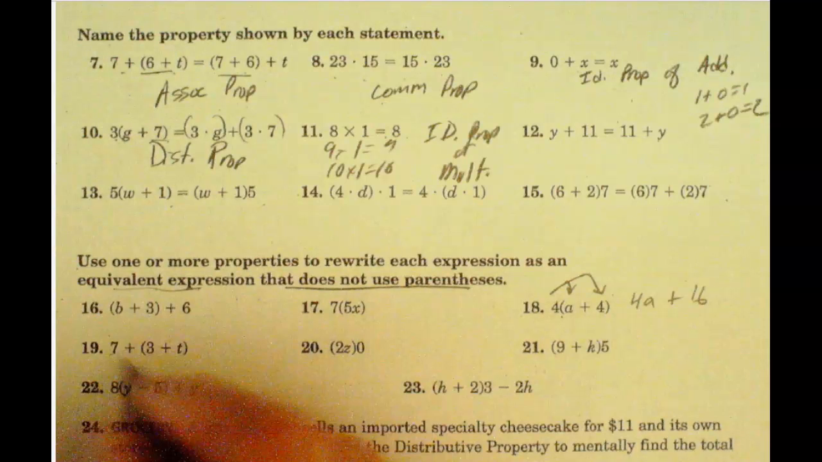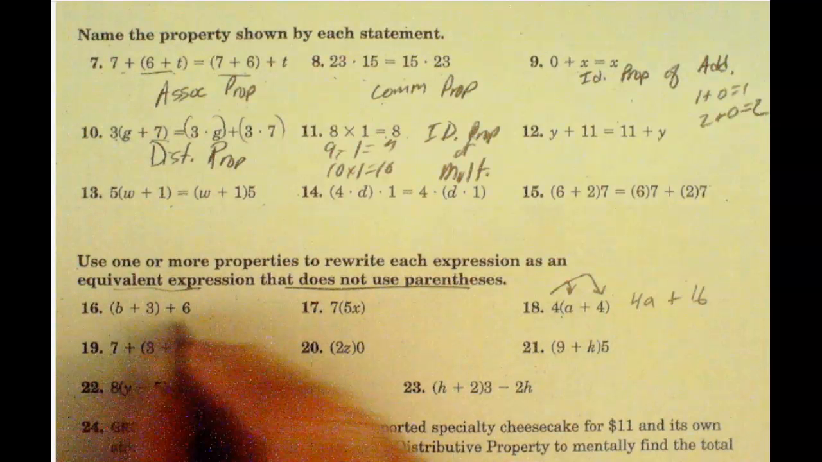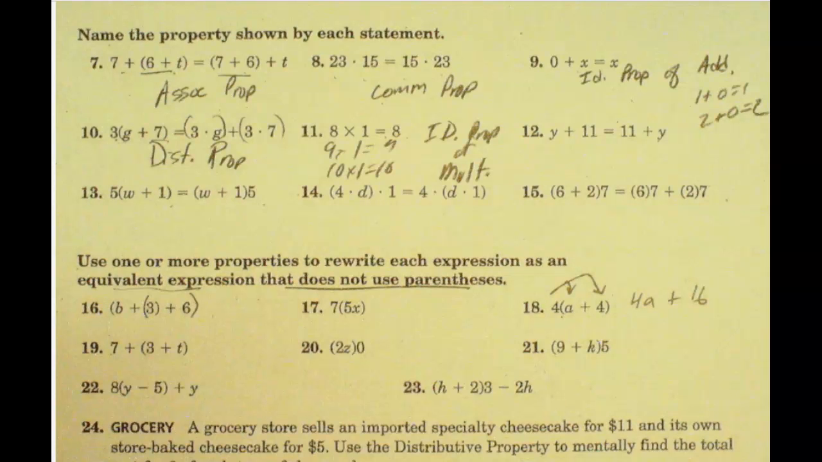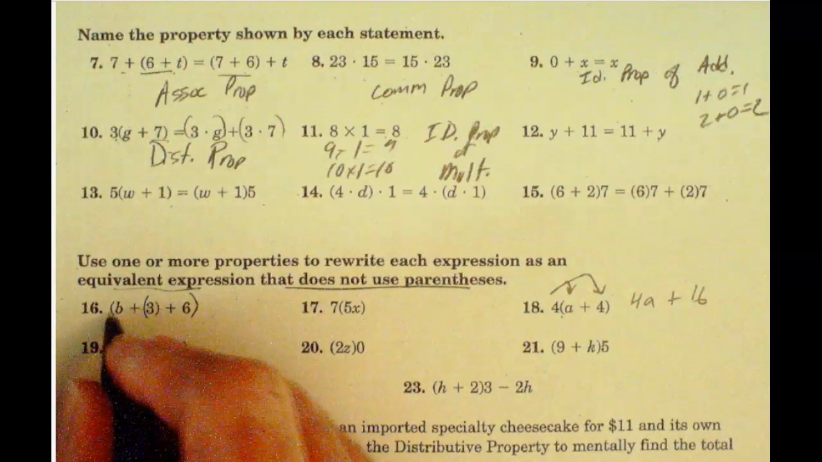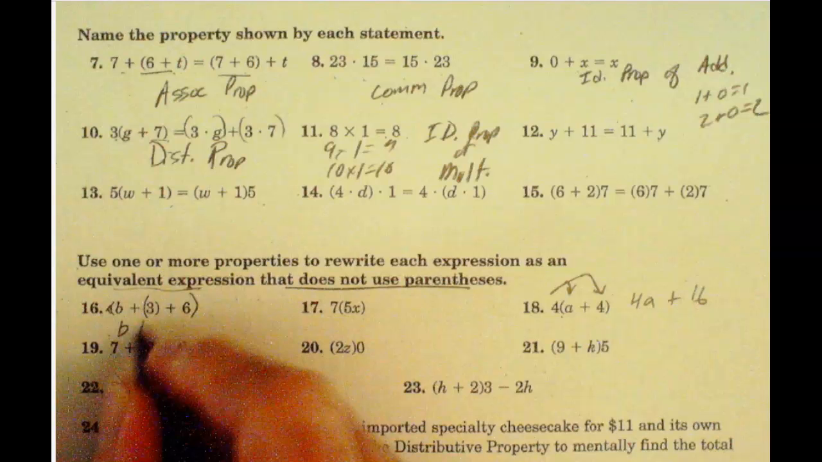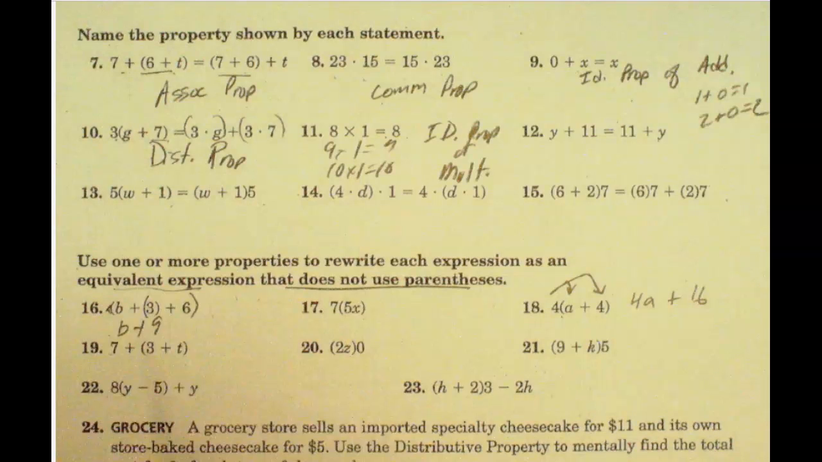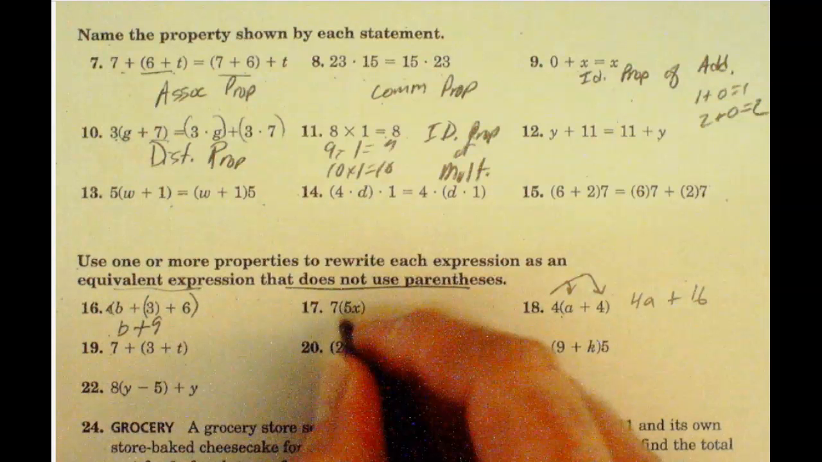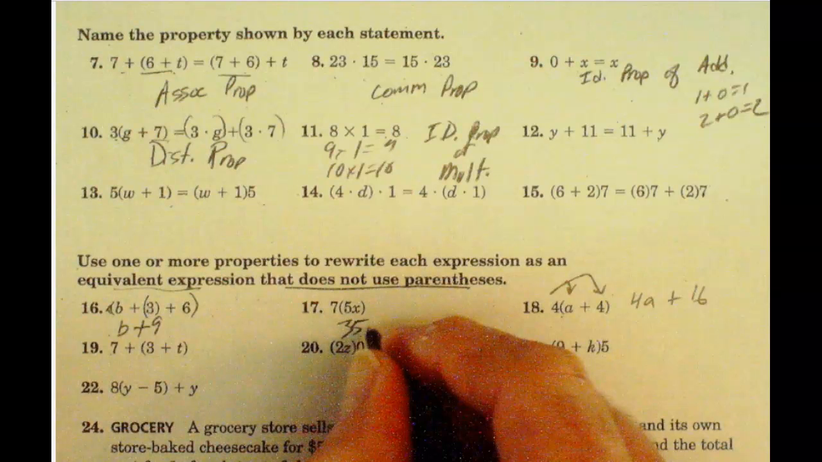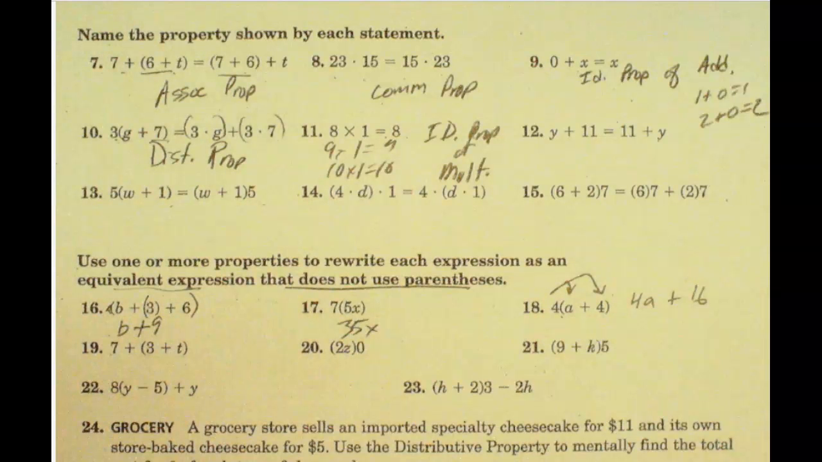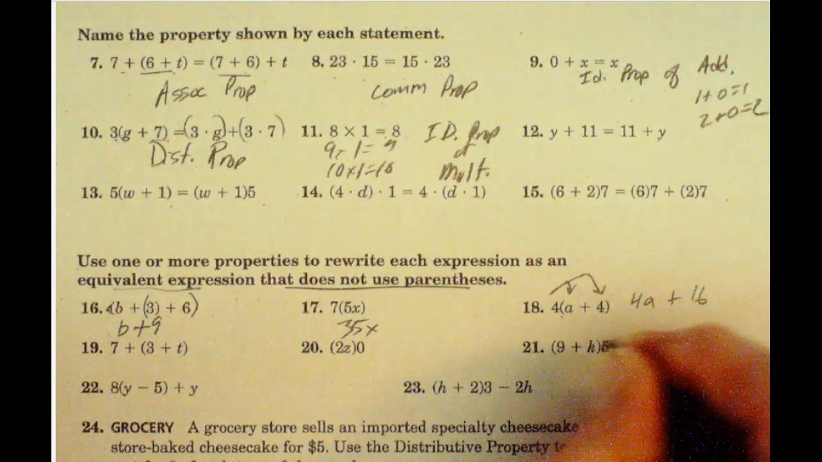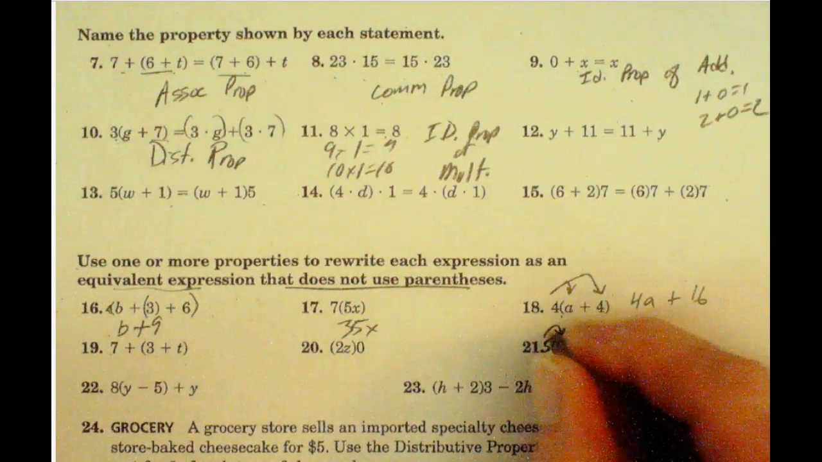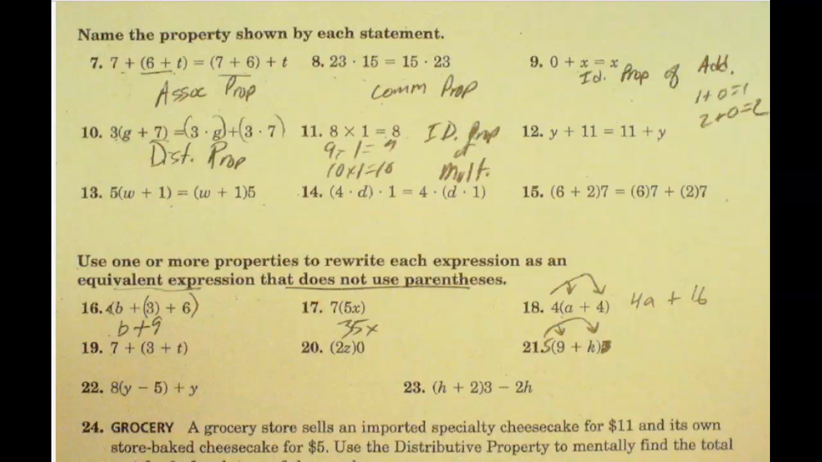This one here, (b plus 3) plus 6. Well, the associative property says that I can change that grouping and do this. I can also write this as b plus 9 if I did 3 plus 6 first. Okay, this one here, 7 times 5x. Well, 7 times 5 is 35, plus the x is 35x. I can just rewrite that like that. This one over here, I'm just going to move this 5 to the front because that's where I like it better. And I can distribute it out. That would be 45 plus 5k.